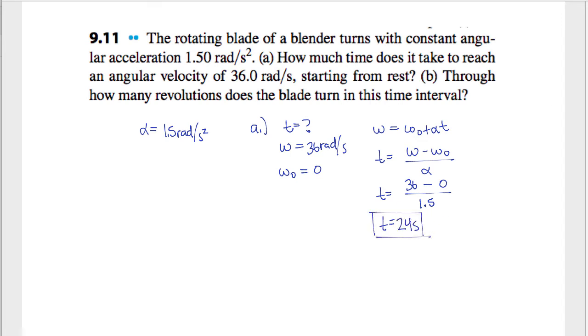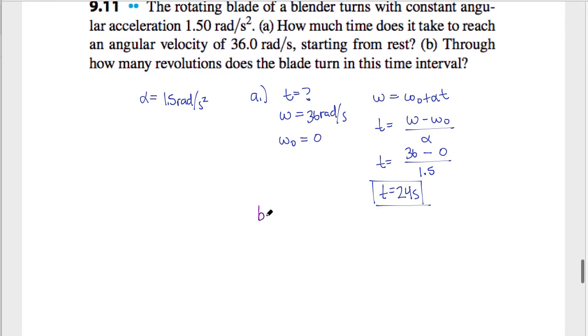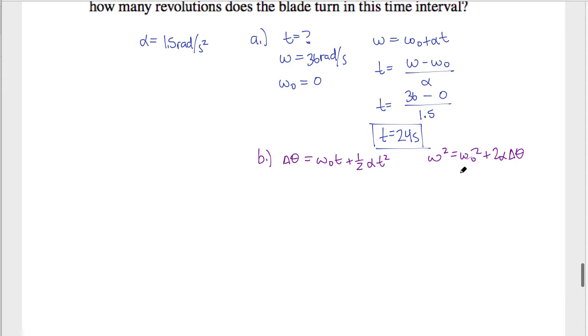Nothing to it. Now for part B, it says, through how many revolutions does the blade turn in this time interval? We actually have a couple choices. We can say delta theta equals omega naught t plus 1/2 alpha t squared and solve for delta theta. Or we can use omega squared equals omega naught squared plus 2 alpha delta theta. Either method is perfectly acceptable. If you're unsure about your answer to part A, option 2 is the better choice because it does not depend on the time you found in part A. So that's the option I'm going to choose.